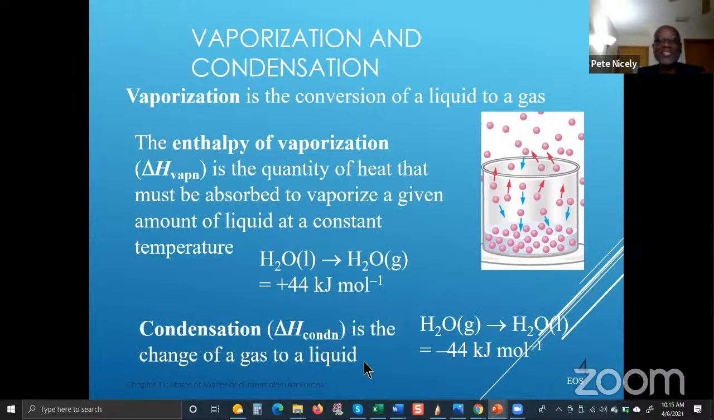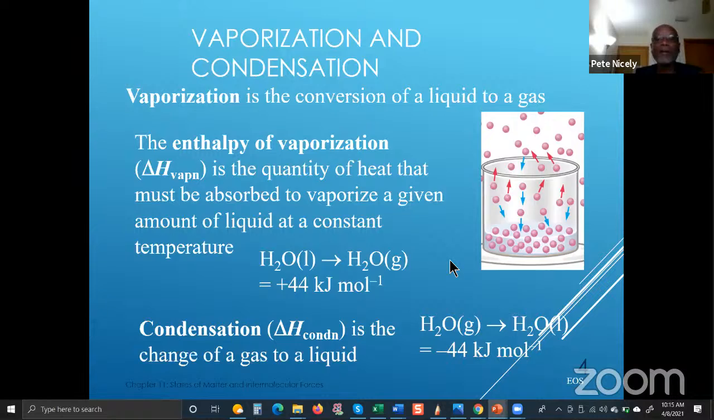And then condensation is basically the reverse, right? Going from the gaseous state to liquid state, which is shown here. And of course, if going from liquid to gaseous is endothermic, that means that going from gaseous to liquid is exothermic, but the magnitude of that quantity is the same, 44 kilojoules per mole, all right? So that's basically what we mean by the terms vaporization and condensation.